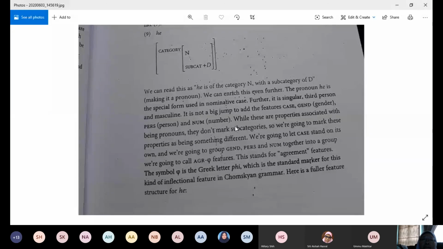These properties are associated with pronouns, but they don't mark subcategories. So we're going to mark these properties as being something different. Actually it's on another page, but today we end with just thinking about words. And these words have features, have properties. So we want to see how we can capture this fact that words have properties.